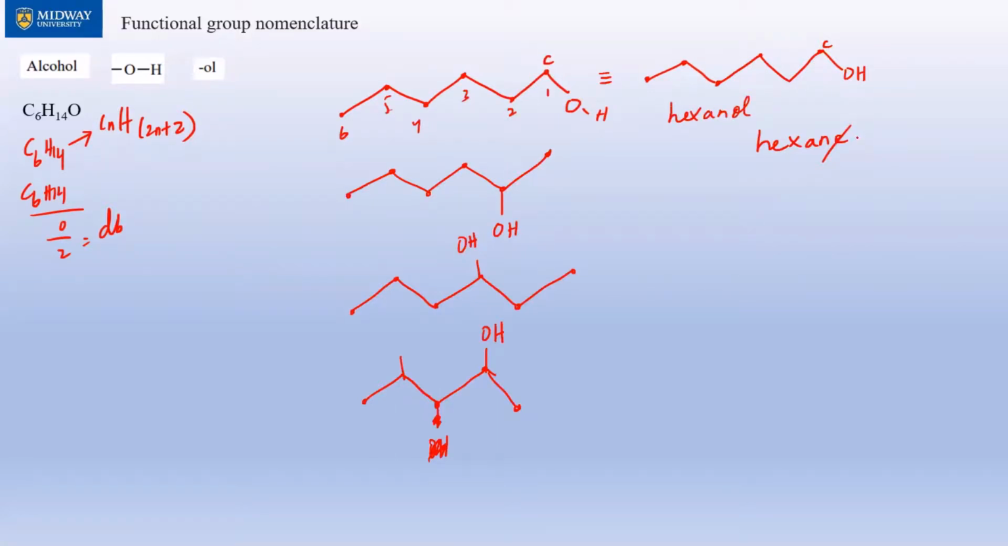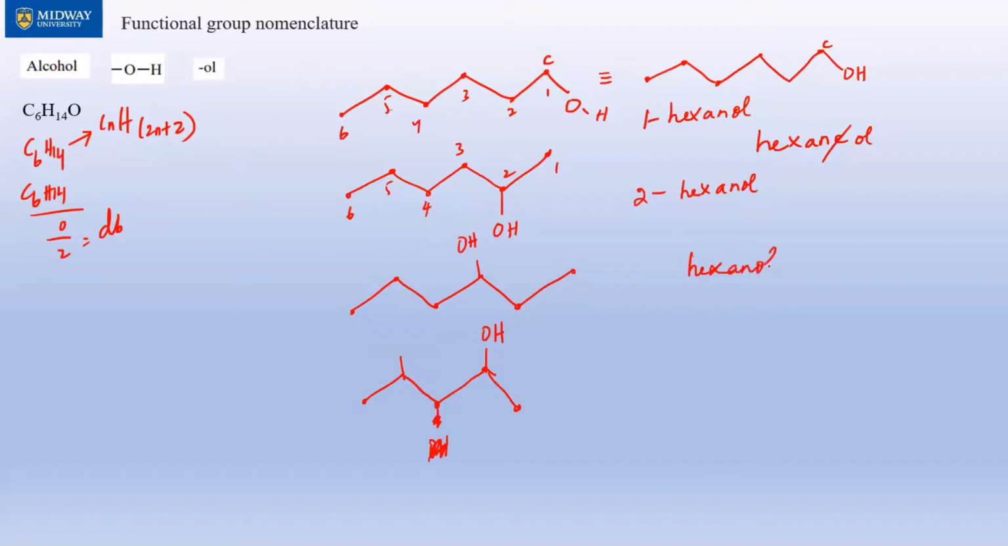Hexanol. So that's what I did, right? Replace the E with an OL. But where is it located? It's in the first place. So 1-hexanol. Again, here you start numbering from the side that's closer to the side containing the functional group. So 5 and 6. Again, it's hexane. It's an alcohol, so you replace the E by an OL. Where is it located? It's in the second spot. So 2-hexanol.